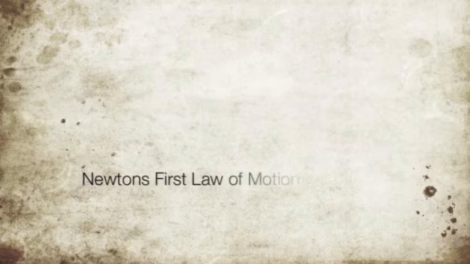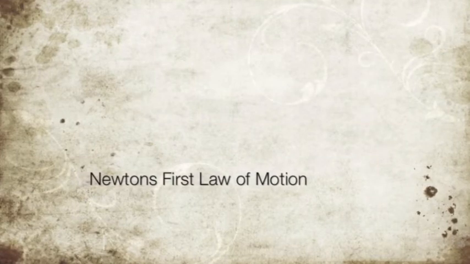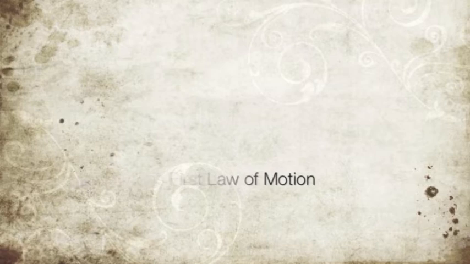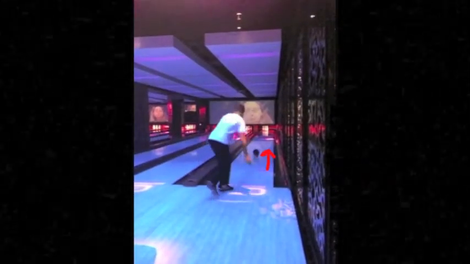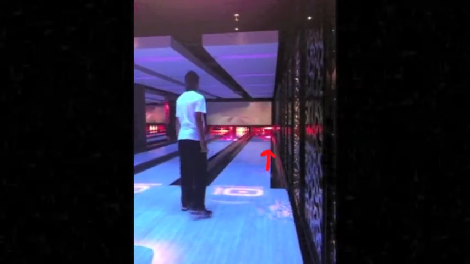Sir Isaac Newton's three laws of motion. Newton's first law of motion states that an object's velocity will remain constant until it is acted upon by an external force. An example of this is that a bowling ball continues to roll until it is stopped by the pins or the back of the bowling alley.